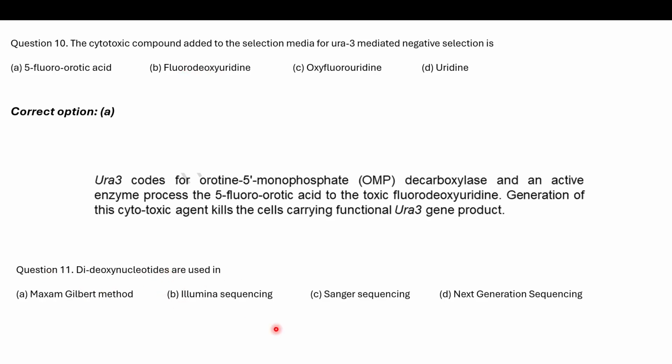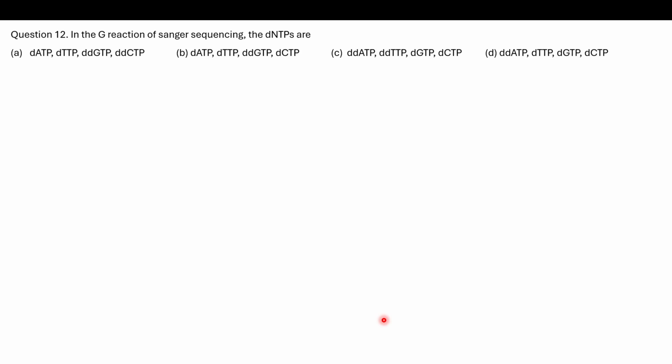Dideoxynucleotides are used in which type of sequencing? We just looked at it. It is option C, Sanger sequencing. So in the G reaction of Sanger sequencing, there will be one dideoxynucleotide and others will be normal deoxynucleotides. When we are talking about the G reaction of Sanger sequencing, then the dNTPs will be this one. All will be normal ones except ddGTP. Okay. So if there's ddATP, then that will be an A reaction.